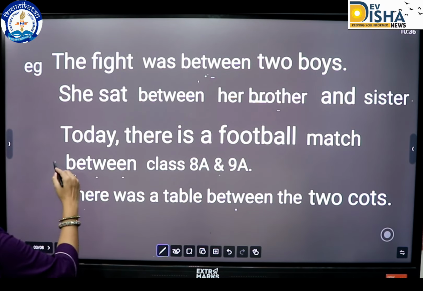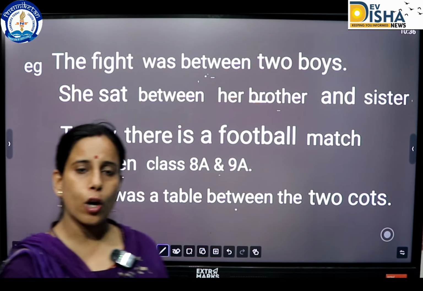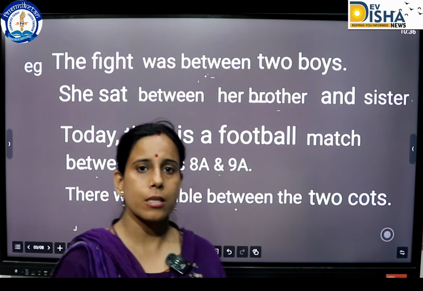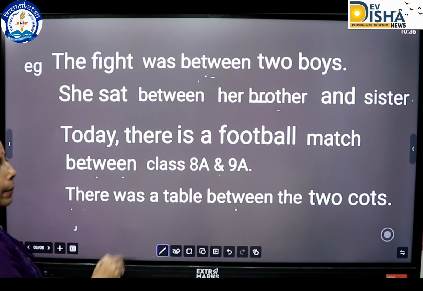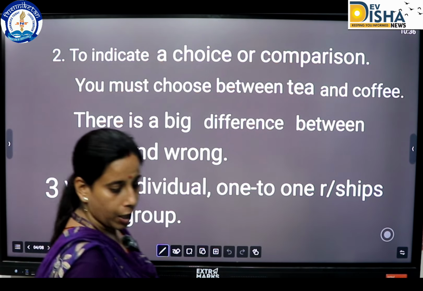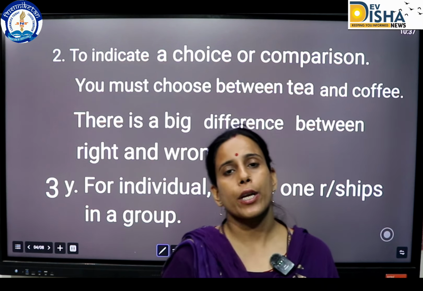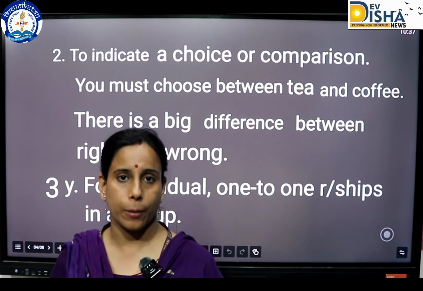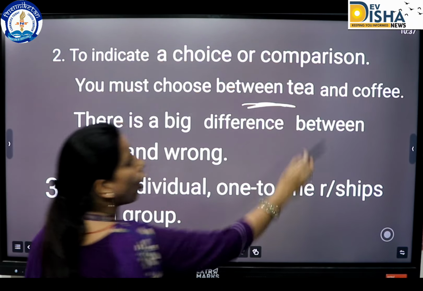Again I use between here because in all these examples I am talking about either two things, two persons or two situations. For example, there was a table between the two courts. Now let's proceed towards another use of between: to indicate a choice or comparison. When we are comparing two things, or giving a choice to another person, for example, you must choose between tea and coffee.